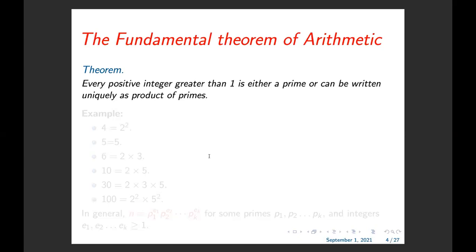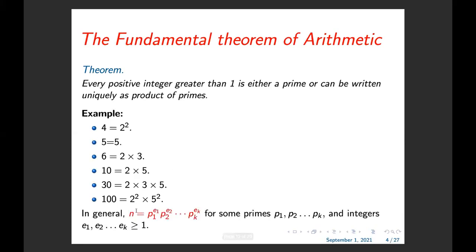So here are some examples. We can write 4 as 2 square. 5 can be written as 5 because 5 cannot be factorized further. And then 6 can be written as 2 times 3, and so on. In general, we can write n as the product of these primes, p1, p2 up to pk, with these powers, where these are all primes and the ei's are integers greater than or equal to 1.